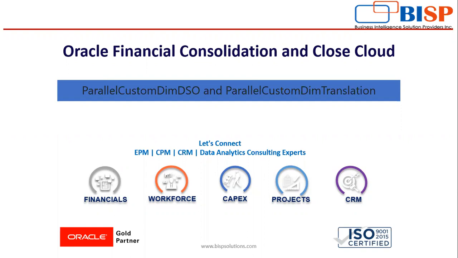So in today's video, we are going to see the use of a few of the substitution variables in the FCCS application. The first one is parallel custom dimension dense path optimization, and the second one is parallel custom dimension translation. First of all, I will explain the meaning and why these are used.